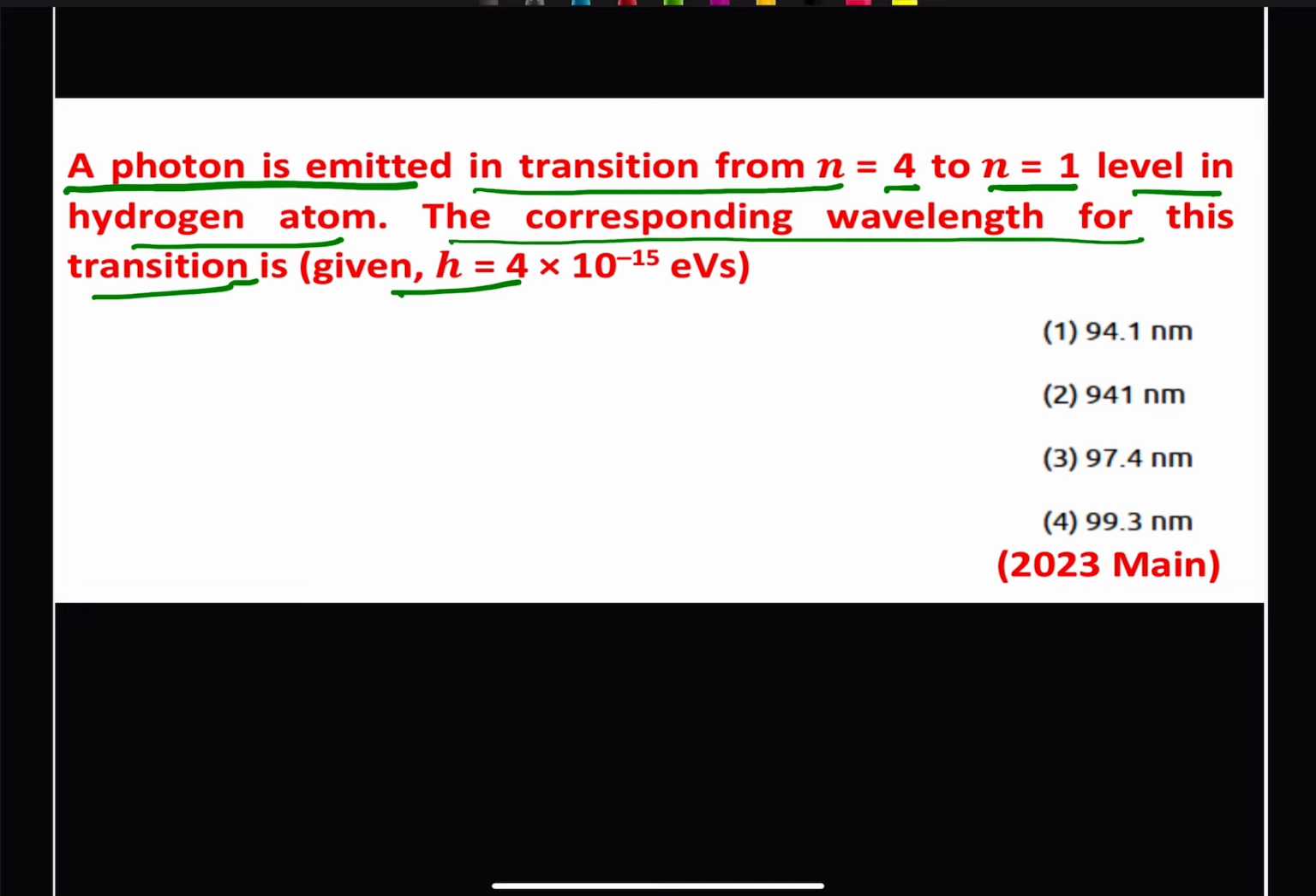And we are given the photon is emitted when the transition is from fourth level to first level. And during this transition we can find out the energy difference between the two levels, and from there we can use this energy and its relation with the wavelength and get our wavelength which is required.